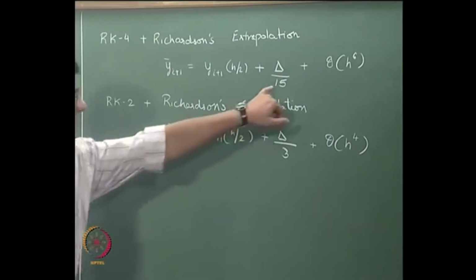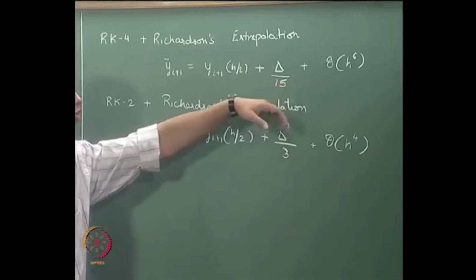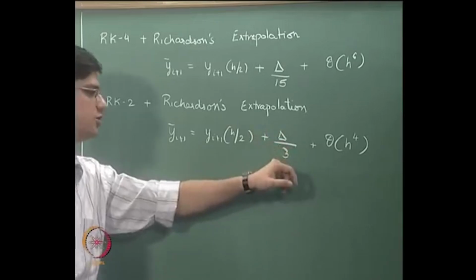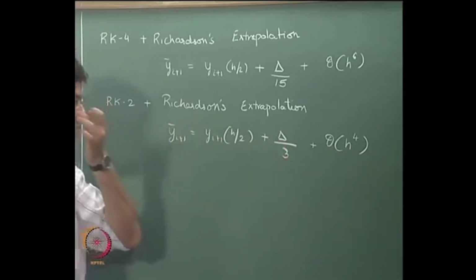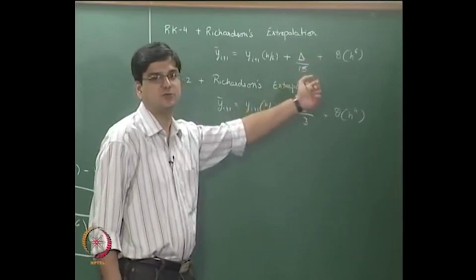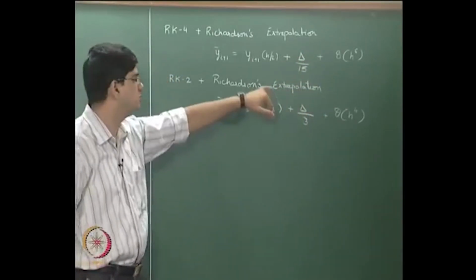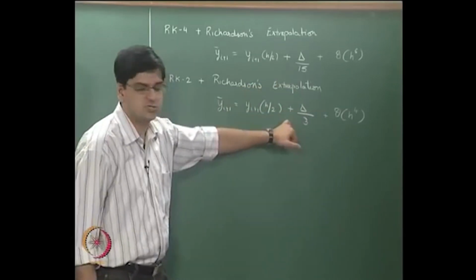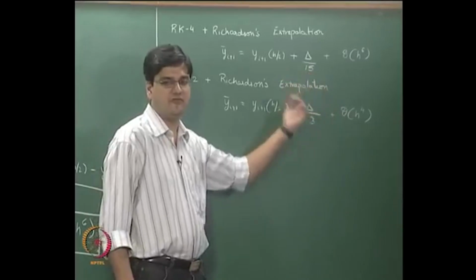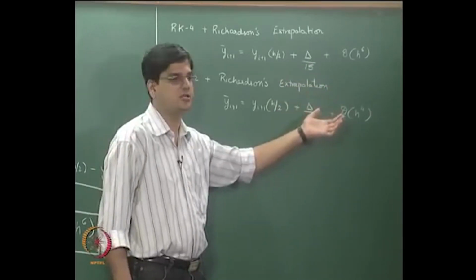Now how does this 15 come in? It comes from 2 to the power 4 minus 1. Likewise this 3 comes in because it is 2 to the power 2 minus 1. The exponent is the order of accuracy minus 1. The local truncation error is h^5 accurate over here, h^3 accurate over here. So the exponent for 2 is going to be 1 less than the local truncation error accuracy.